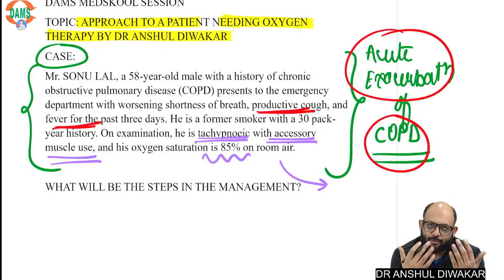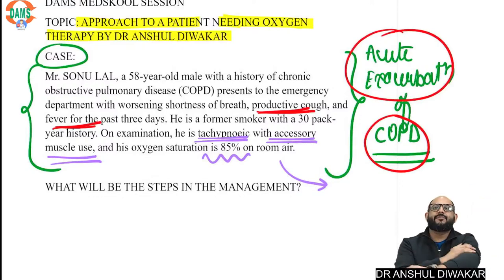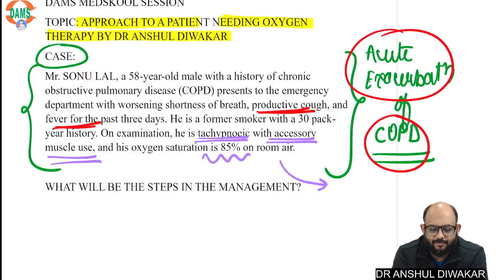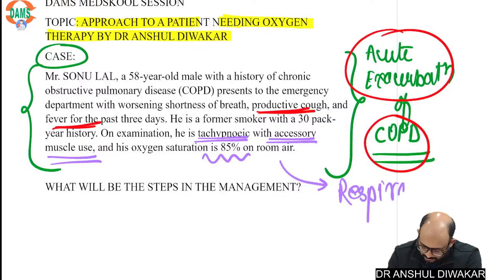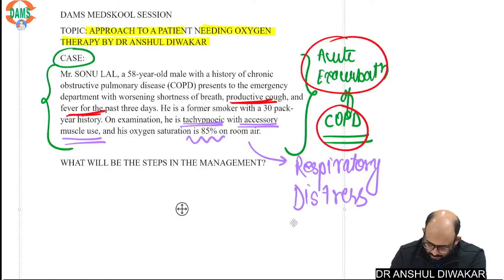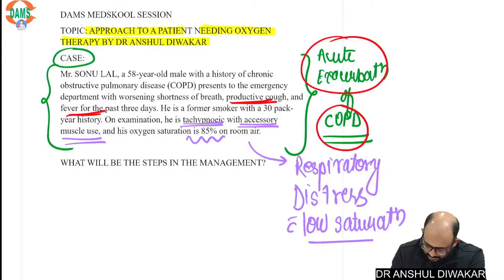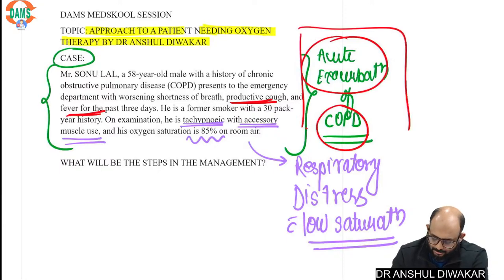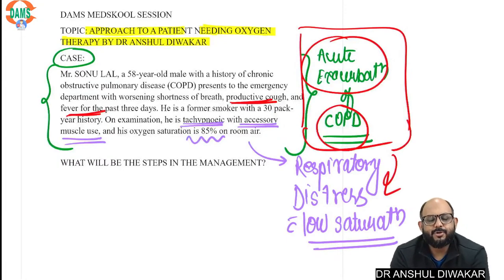See, first you have to know what the patient is having and then only you can think of treating the patient, right? Very good. The patient is showing signs of respiratory distress. I am very happy with you all. Respiratory distress with low saturation, isn't it? So you have an acute exacerbation of COPD with the patient showing respiratory distress and low saturation.